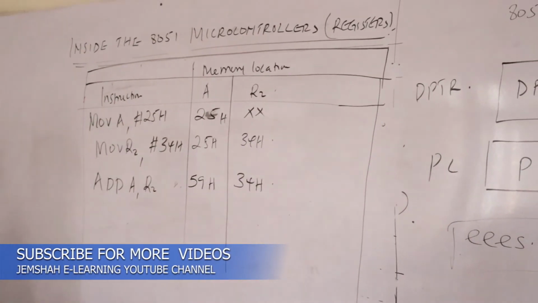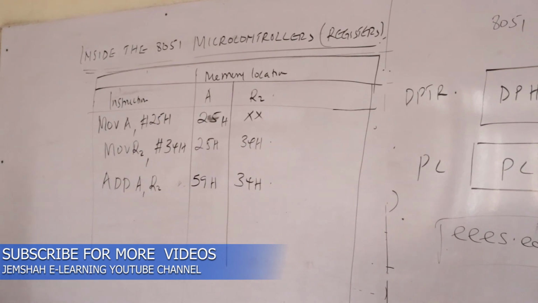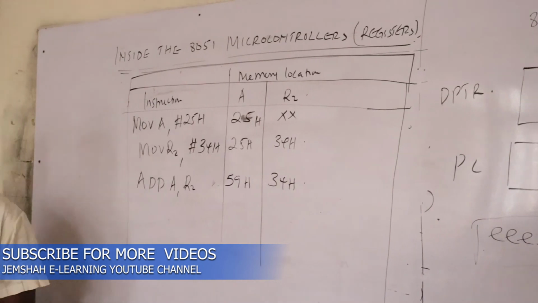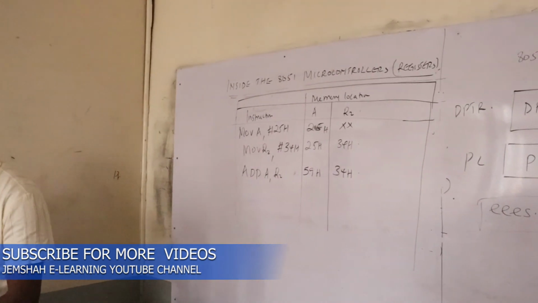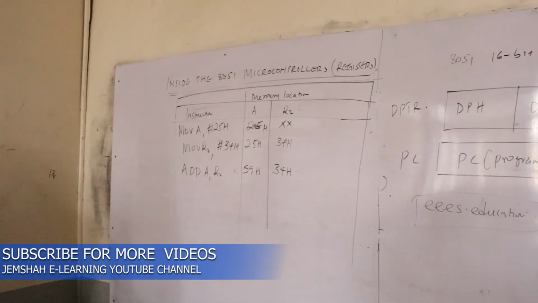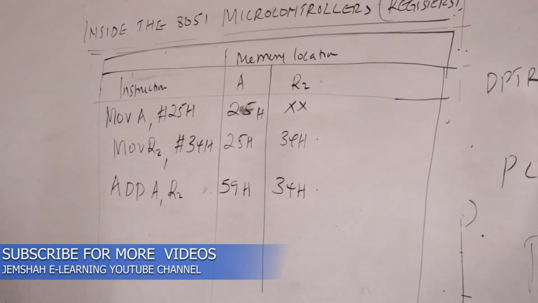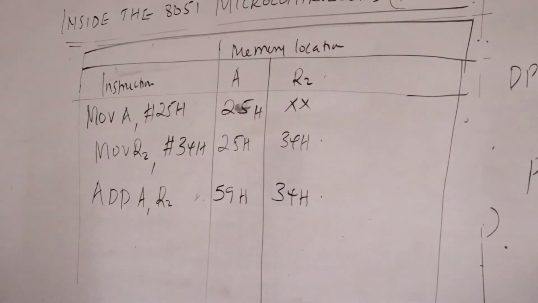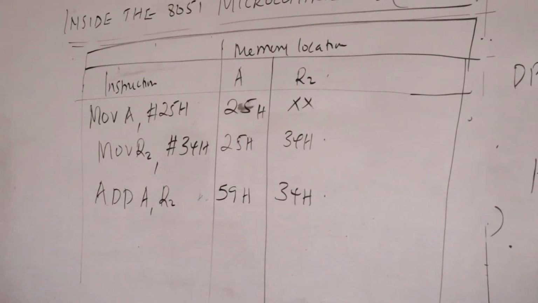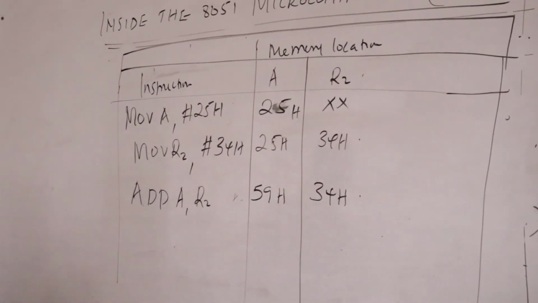In this case, somebody can still ask you, at the end of this program, what will be the content of the accumulator? Then the content of the accumulator will be 59H. So the trace table will always help you to know the contents of the various memory locations at the end of the execution. If you do your trace table correctly, you will be able to know the content of each and every memory location at the end of the execution of a given program.